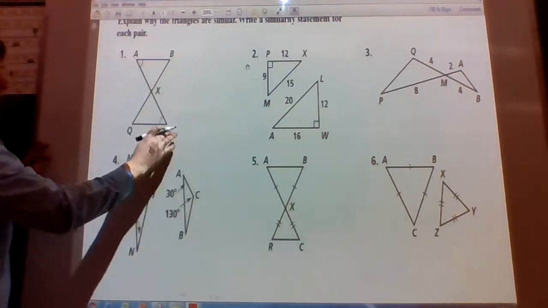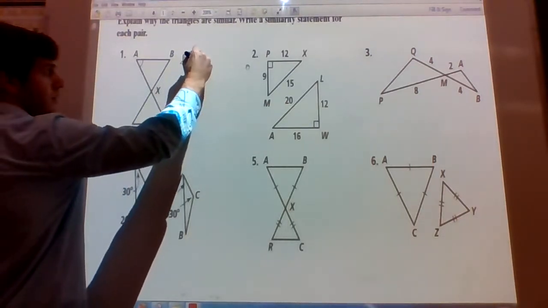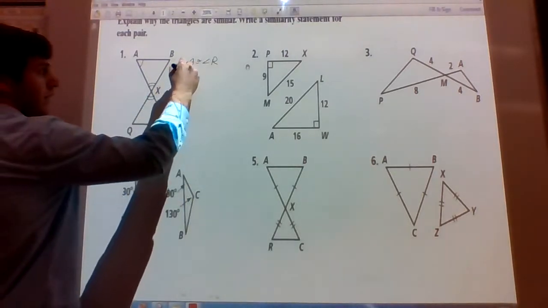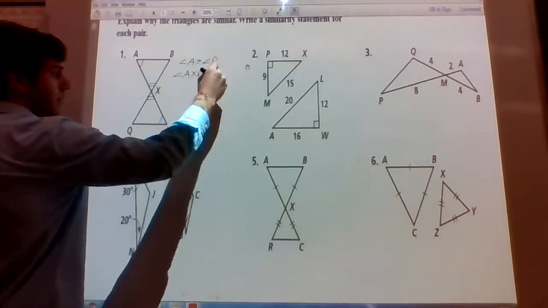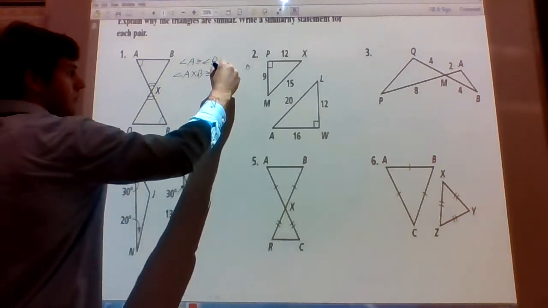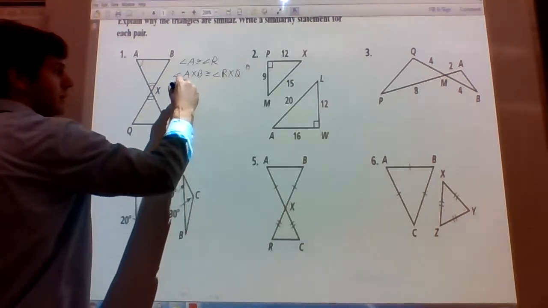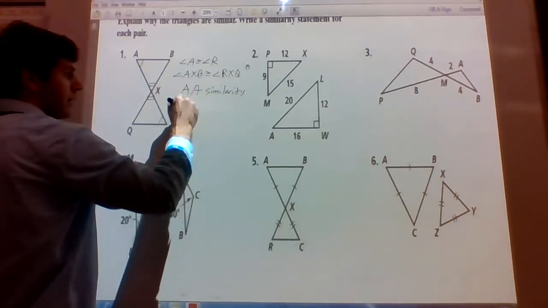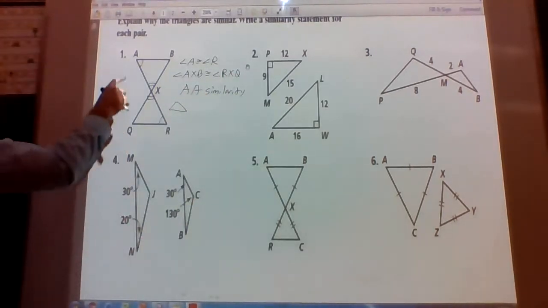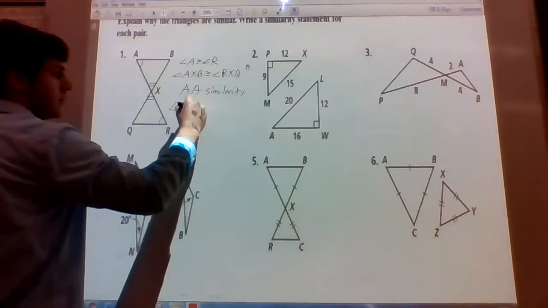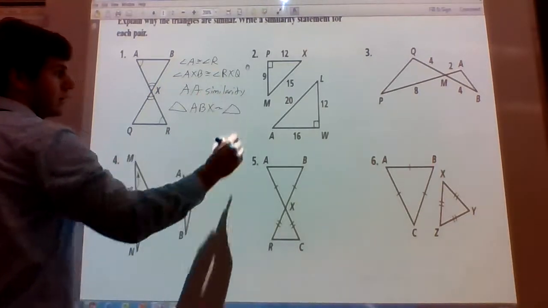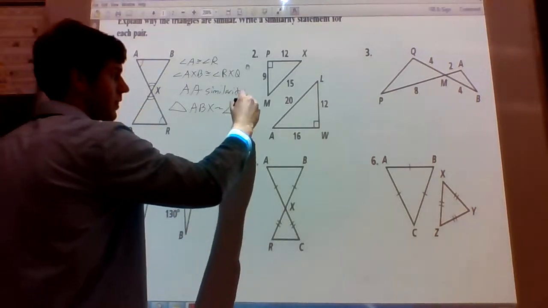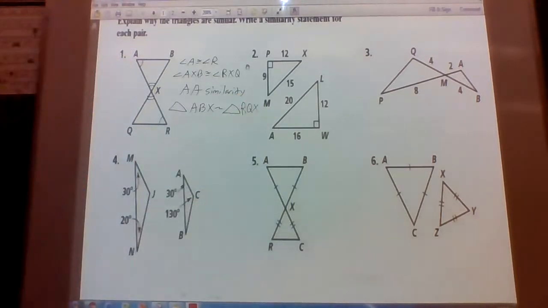So here we have angle A is congruent to angle R. And then we have vertical angles. So we know angle AXB is congruent to angle RXQ. So we know by angle similarity that triangle ABX is similar to triangle RQX.